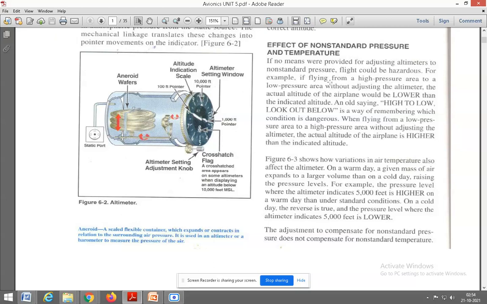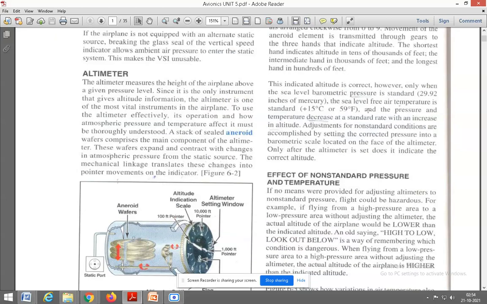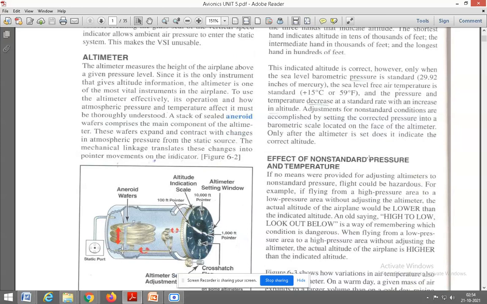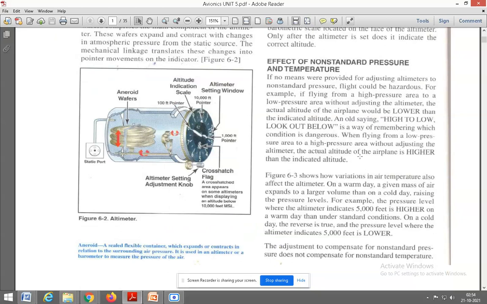The next topic is the effect of non-standard pressure and temperature. At standard pressure and temperature you will be getting the correct altitude value. If it is not, if it is non-standard, what will happen? Okay. So what will happen to your altitude? That is given in the next paragraph.